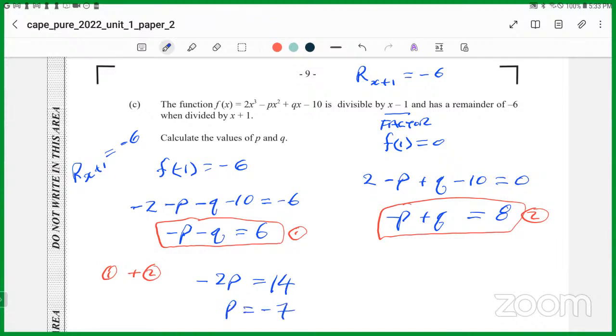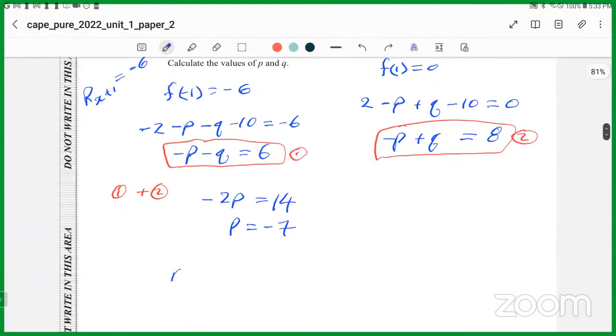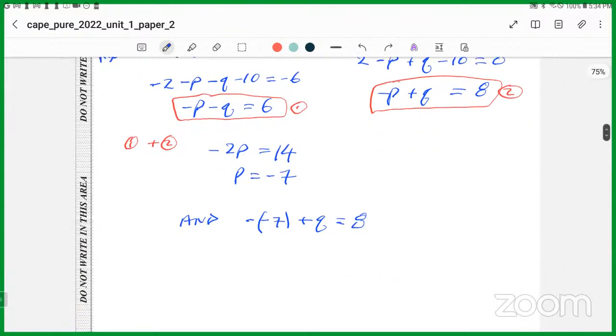Now that p is -7, we can take it and substitute the -7 in this one, where the p is. We're substituting it in this one now. Minus -7, because the p is -7, plus q is equal to 8. This minus becomes a +7. 7 subtract over here gives me 1. So q equals 1. And that is it.